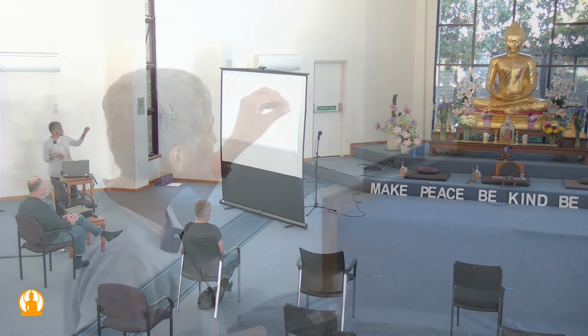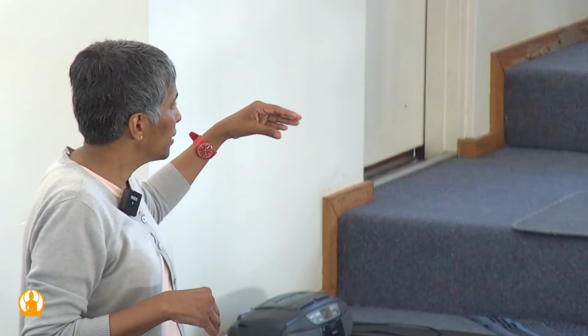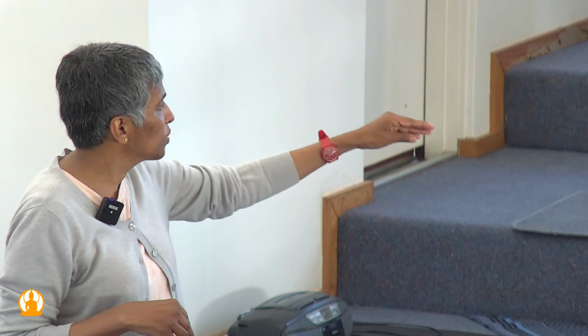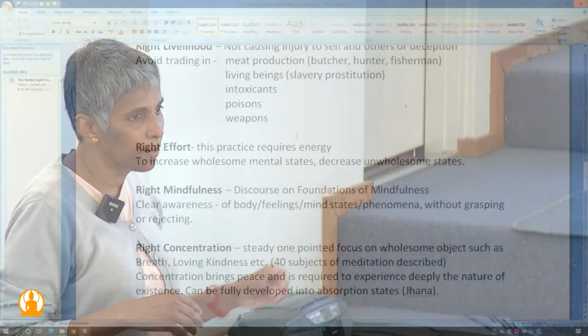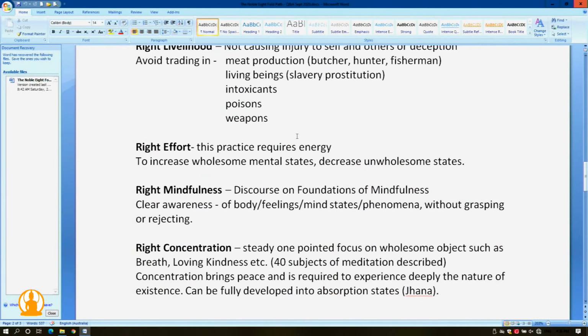When concentration is developed and at its peak, it goes into what we call absorption states, jhana states, where the mind is totally still. When you come out of the absorption states, you can use the clarity of that mind to penetrate deeply into the nature of existence. So that is really why it's being developed. But along the way, it's really nice to have it, because you've got this instant source of calming, instant benefit.